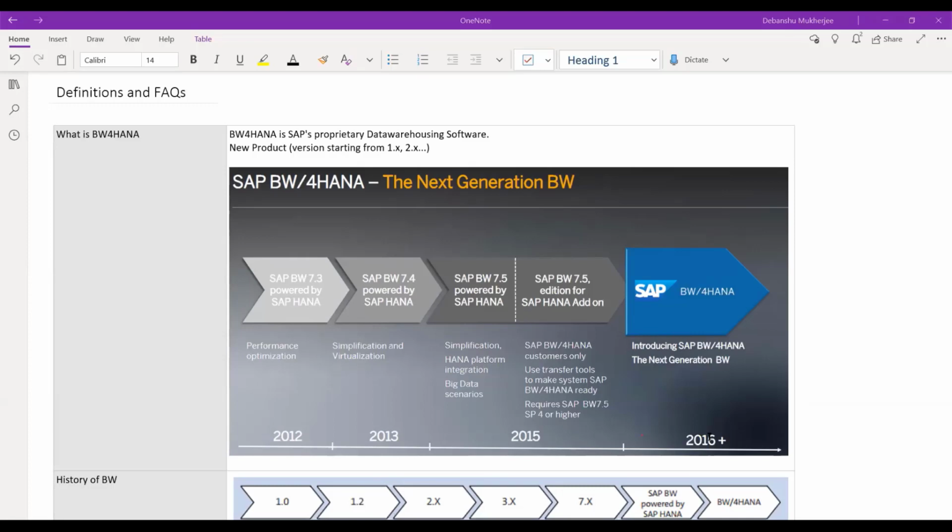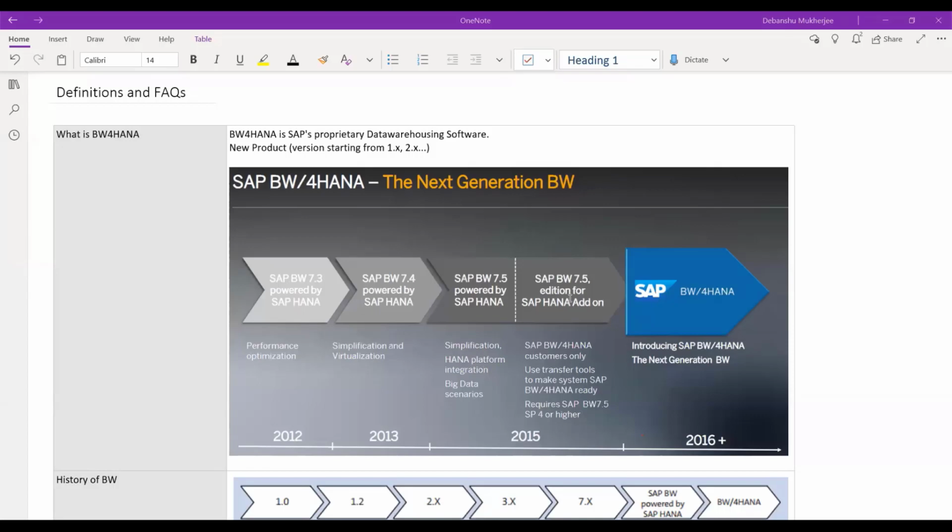Then you will ask me, what is this last part, which says 7.5 edition for SAP HANA? Well, that is a prerequisite to go to BW4HANA. So if you are on 7.4 or 7.3 or 7.5, you have to install an add-on. And that add-on is called BW 7.5 edition for SAP HANA. It's just a small software which you have to download and install on your BW. Only when you install this software, you are ready to move to BW4HANA. That means you can do the migration only when you install this add-on. So this is not a full-fledged version of BW, but just a simple add-on to make your system technically ready for BW4HANA.